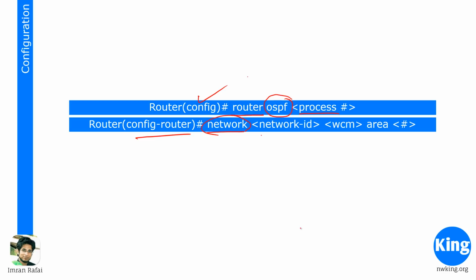In RIP, we gave classful network ID. So if we gave 10.0.0.0, and then we gave the subnet mask, right? Similarly here, you do the same thing. You give the network ID, but the difference here is you don't give a subnet mask. Instead, you use a wildcard mask, right? So you do network and then you give the network ID, you give wildcard mask, and then you give a keyword called area, and then you need to give an area number.